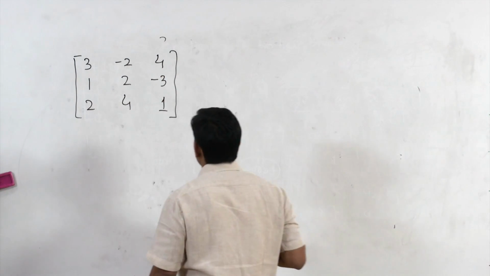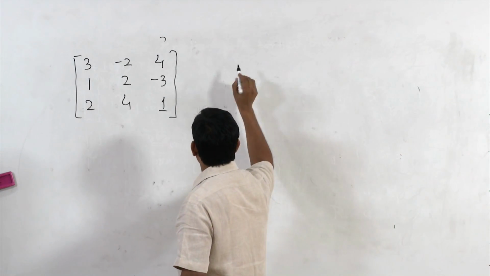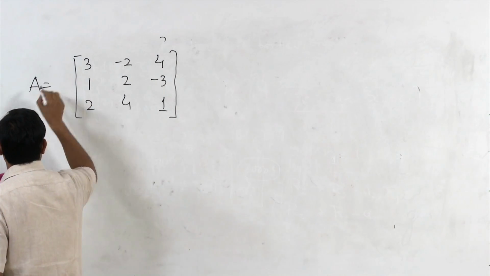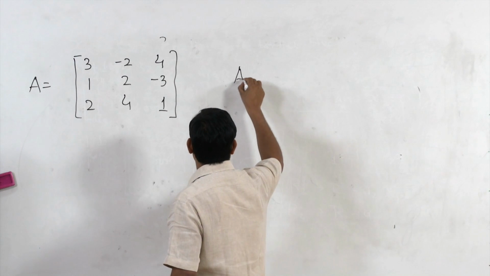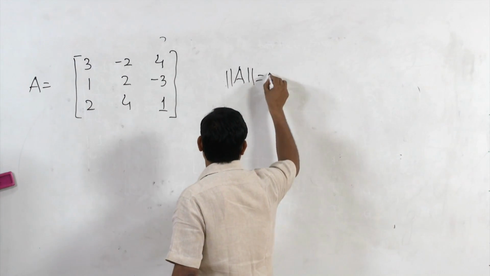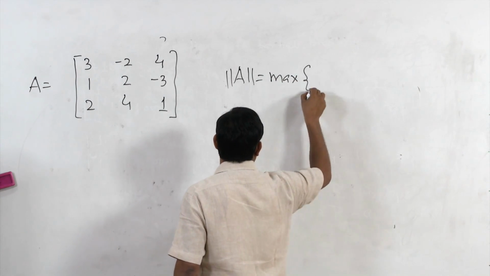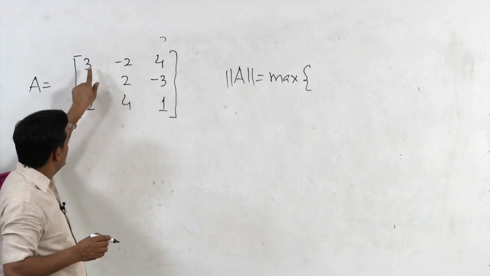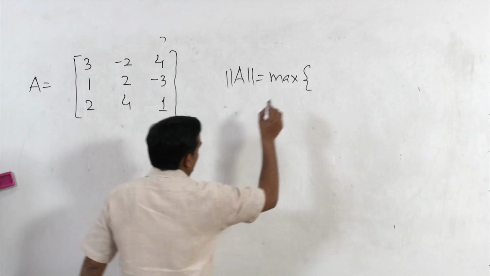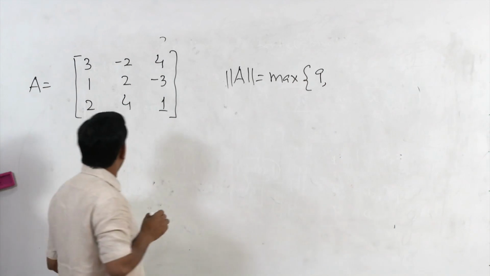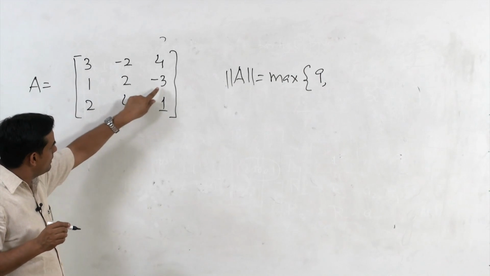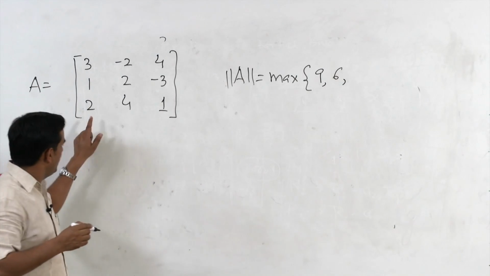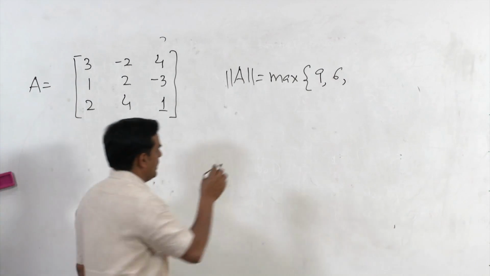So, here if you look, the maximum row norm of this matrix, let us say A, is given by the maximum of, so in the first row 3, the absolute value of minus 2 will be 2. So, 3 plus 2 plus 4, it will become 9. For the second row 1 plus 2 plus 3, so it will become 6, and in the third row it will become 2 plus 4 plus 1, that is 7.